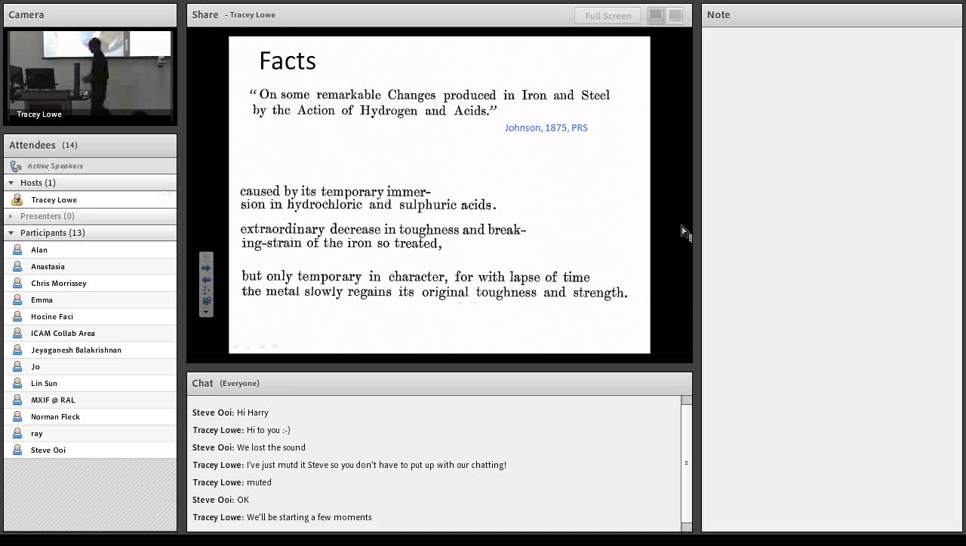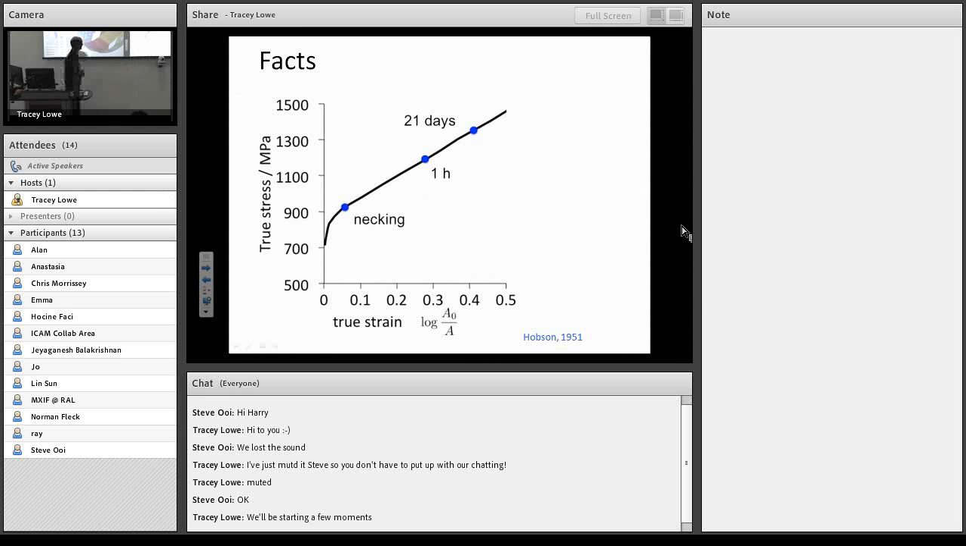And I'll show you another graph. This is the stress strain curve for a piece of iron without any hydrogen charging, the black curve. And it's true stress versus true strain, but necking strain is somewhere here. If I allow the specimen to rest for 1 hour after charging with hydrogen, then I get to this strain. If I allow 21 days for it to rest after charging, then I almost fully recover the ductility. So any mechanism that you think about has to be reversible.